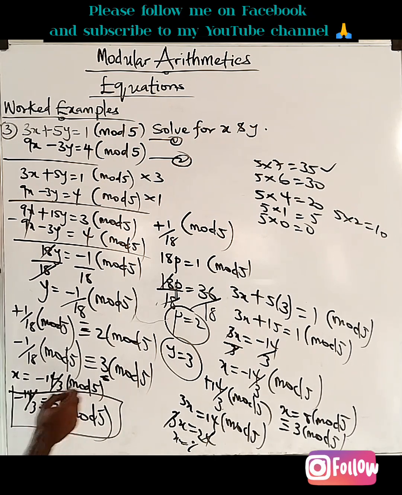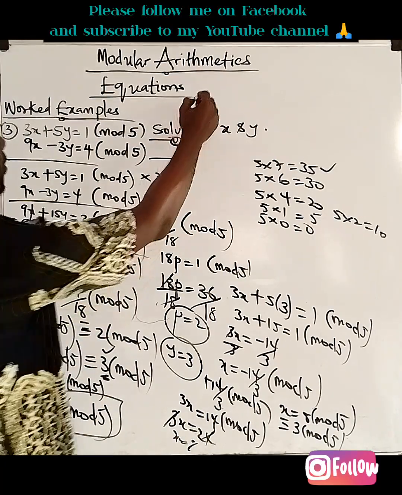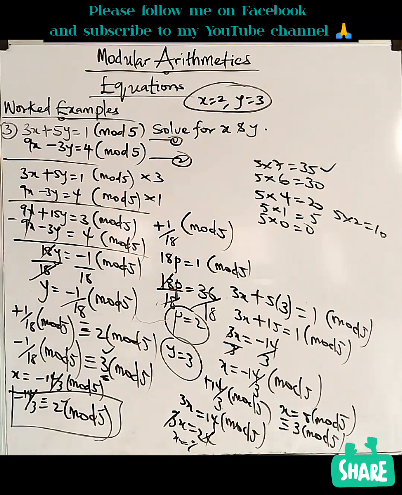So x is 2 and y is 3. That's the final result. As simple as that. If you fix in the values, you're going to get the same thing. x is 2, 3 times 2 is 6. y is 3, 5 times 3 is 15. 6 plus 15 is 21. 5 into 21 is 4, remainder 1. 1 modulo 5. Beautiful. Now, if x is 2 and y is 3, 9 times 2 is 18. 18 minus y, which is 3 times 3, 9. 18 minus 9 is 9. 5 into 9 is 1, remainder 4. 4 modulo 5.